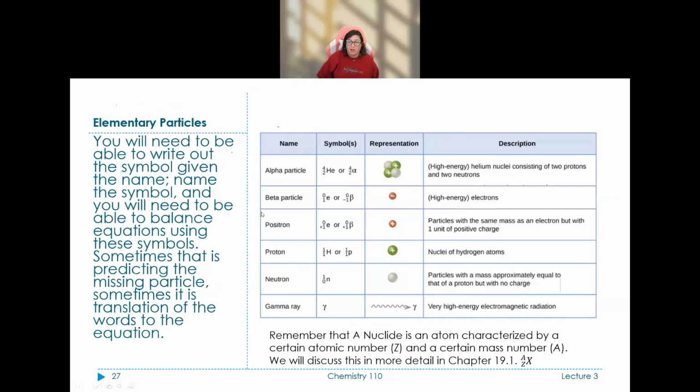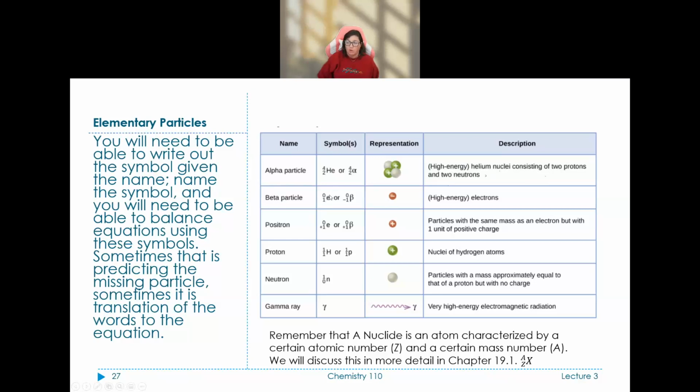In order to do that, we need to talk about the elementary particles and what they look like. Now, you will need to be able to write out the symbol given the name, or the name given the symbol, and you will need to be able to balance equations using these symbols. Sometimes that means predicting the missing particle, and sometimes it's translation of the words in the equation. Okay, this is an alpha particle, 4,2 or 4,2 alpha, 2 protons and 2 neutrons. This is a high energy helium nuclei consisting of 2 protons and 2 neutrons.